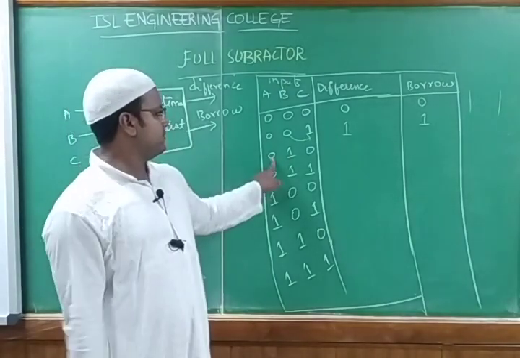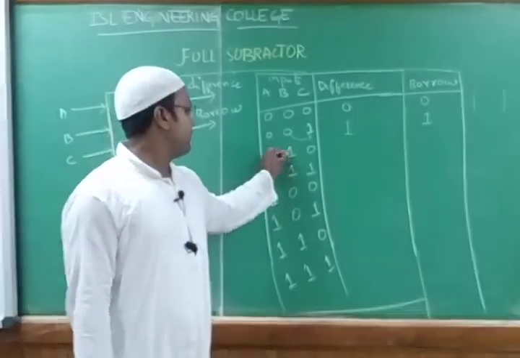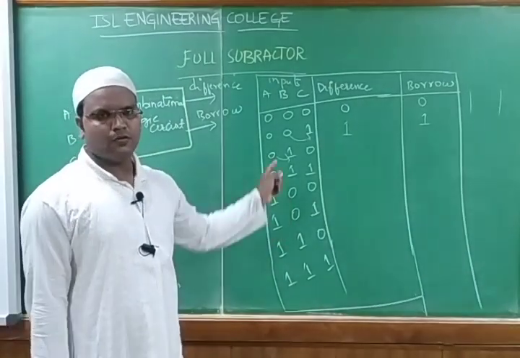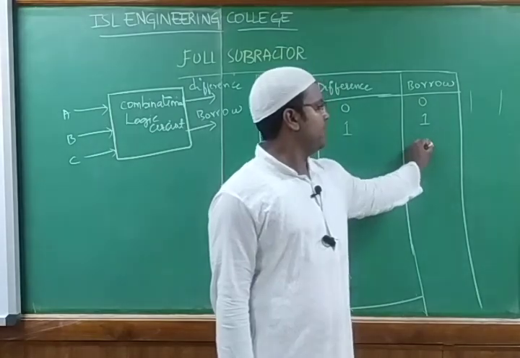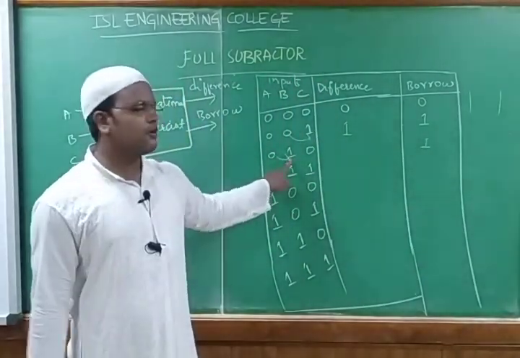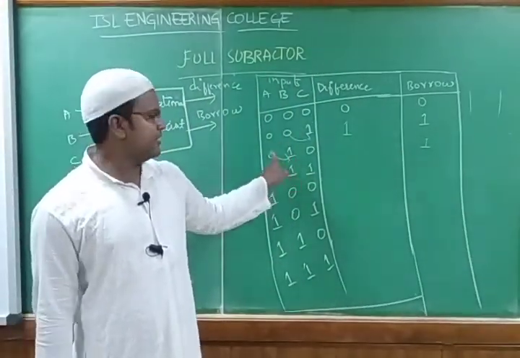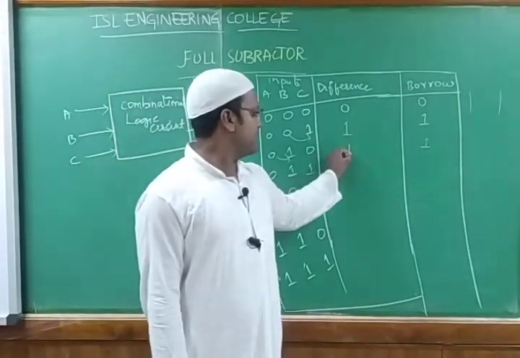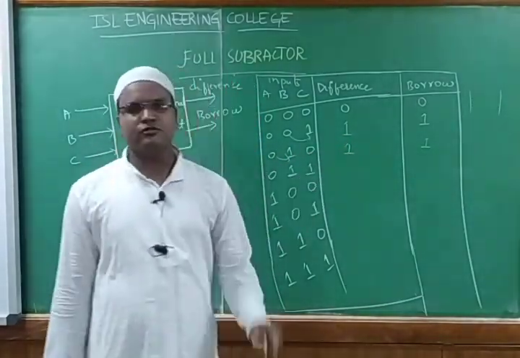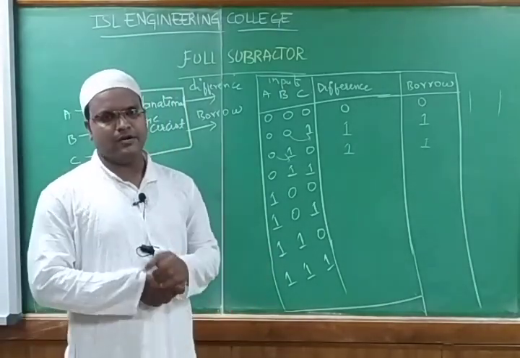Next thing, 0 minus 1. Again we got here. So what we need to do? 0 minus 1 we can't do it. So we need to borrow 1. When we borrow the 1, what will happen? This will be reversed. Instead of 0 minus 1 it will become 1 minus 0. So 1 minus 0 is 1. That means difference is also 1 and borrow is also 1.